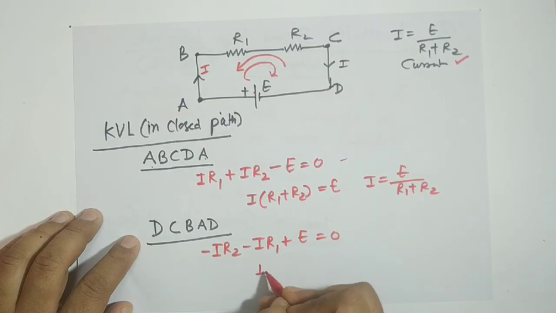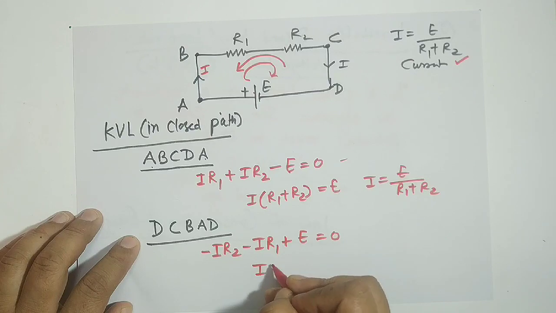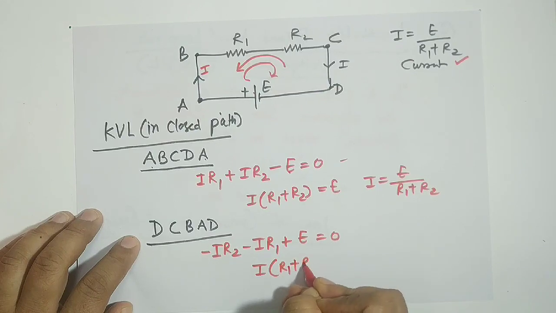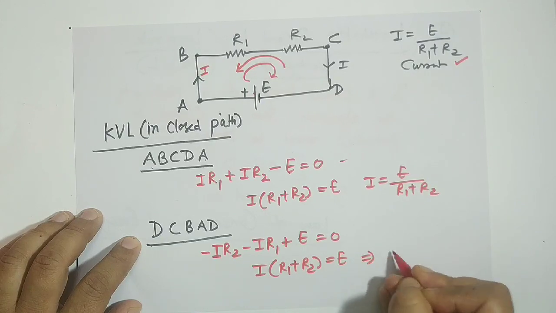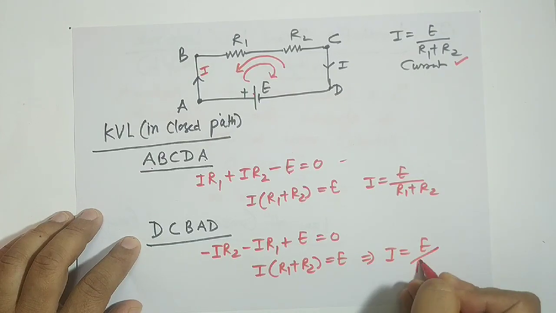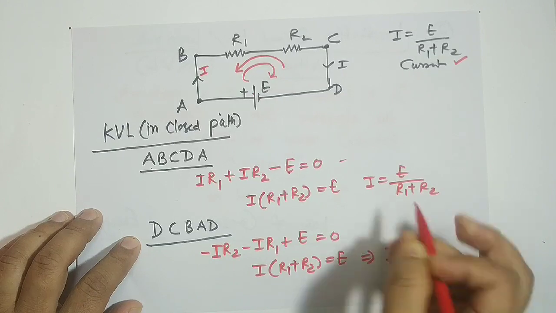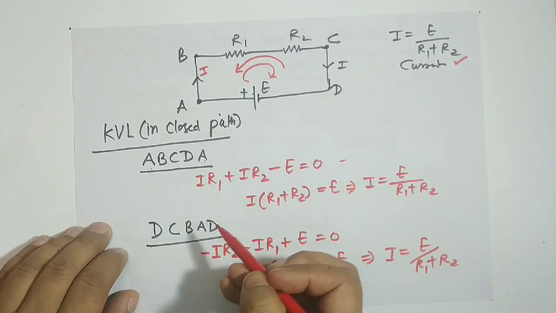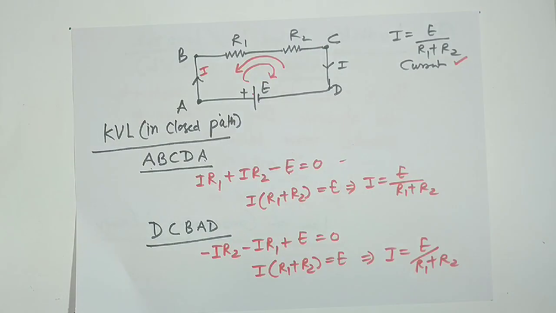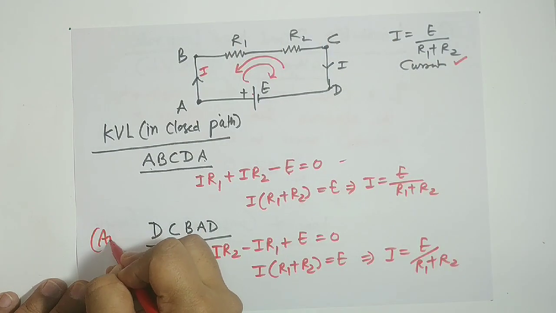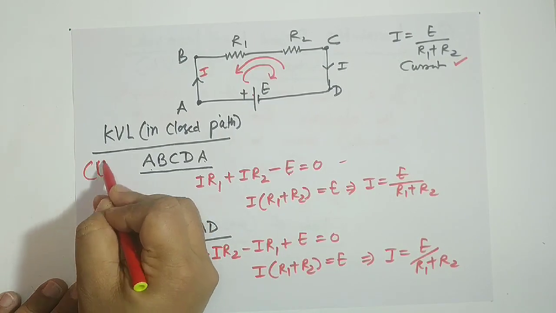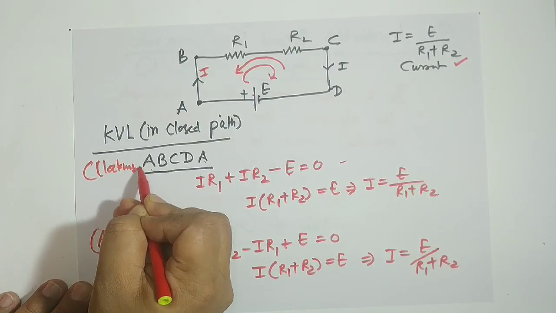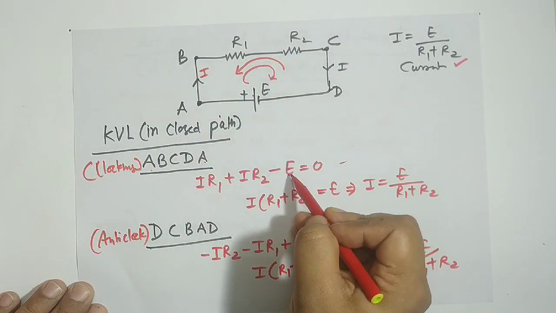And ultimately you see it becomes I(R1 plus R2) equal to E. And the answer is the same, E upon R1 plus R2. So the answer is not going to change. The answer will be the same. But the way you have applied, one you are going in an anti-clockwise way. And one you are going in a clockwise way. And remember one thing, when you go from positive to negative, you have to take minus E.